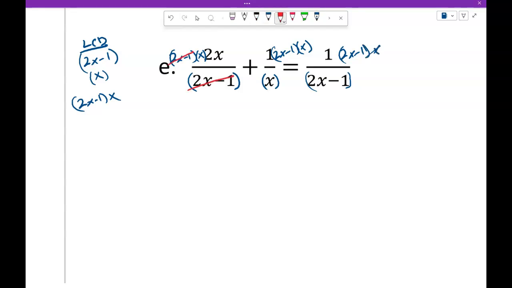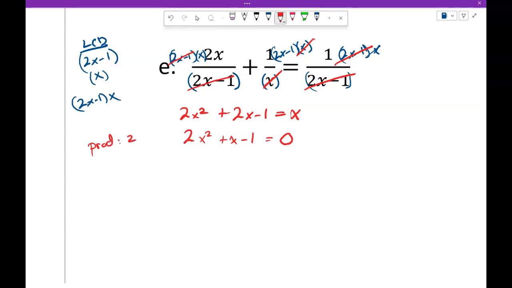2x minus 1 cancels on the first, leaving us with 2x squared. X cancels on the second, leaving us with 2x minus 1. 2x minus 1 cancels on the third, leaving us with just x. When we subtract x so that we're in standard form, we have a second degree polynomial, so we can factor.